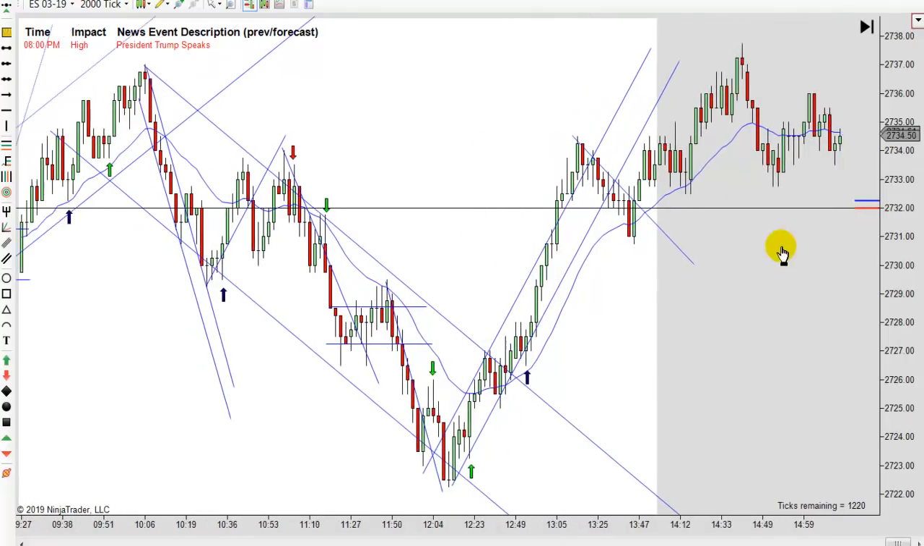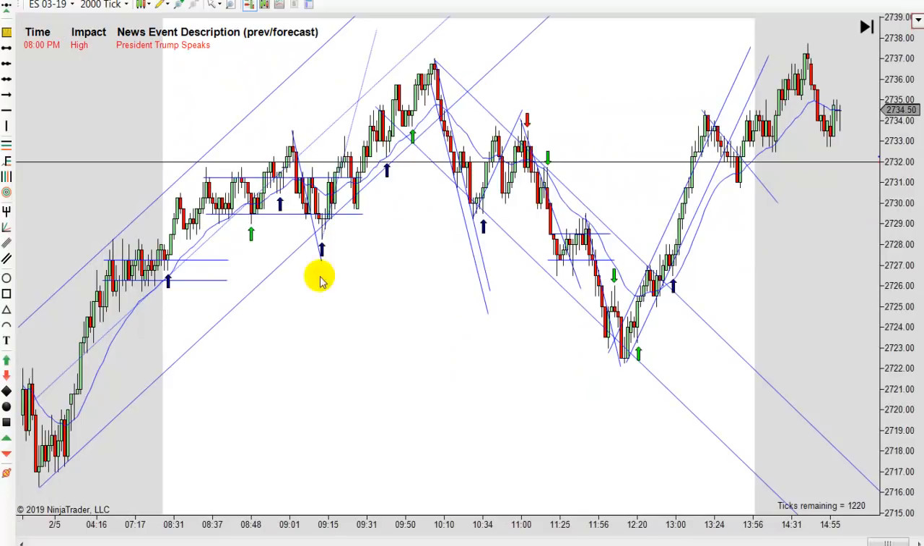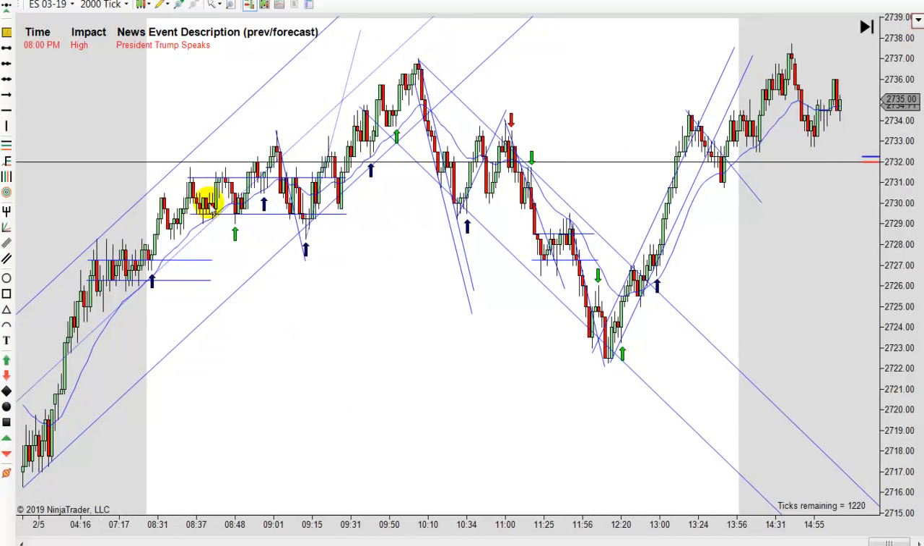So anyway, that's what I saw today. Not a lot of trades, but there were some. It was a little easier to read. It wasn't quite as difficult today.